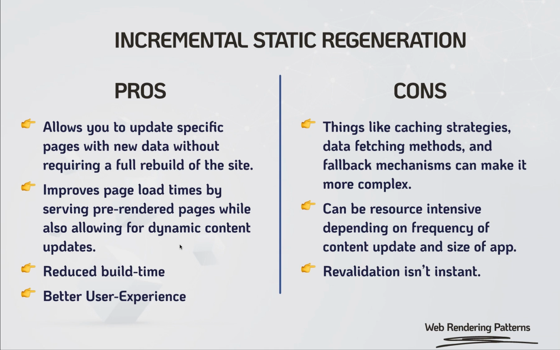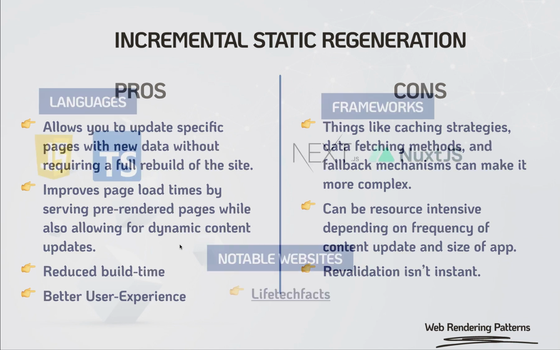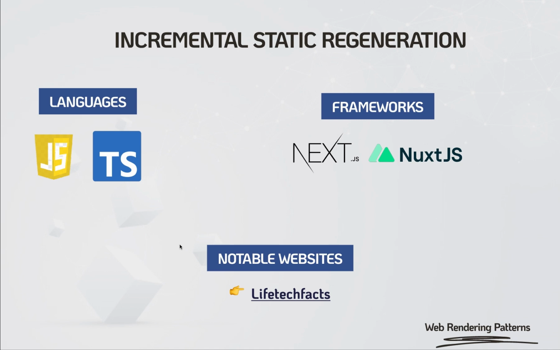Now, when it comes to the cons, well, things like caching strategies, data fetching methods, and fallback mechanisms can make it a bit more complex, can be resource intensive depending on the frequency of the content updates and the size of the app, and the revalidation is not instant. Concerning the frameworks we can use, well, we also use frameworks like Next.js and Nuxt.js. Now, earlier when I said Architecture uses static site generation, well, that's not completely true because it uses both static site generation and incremental static regeneration.